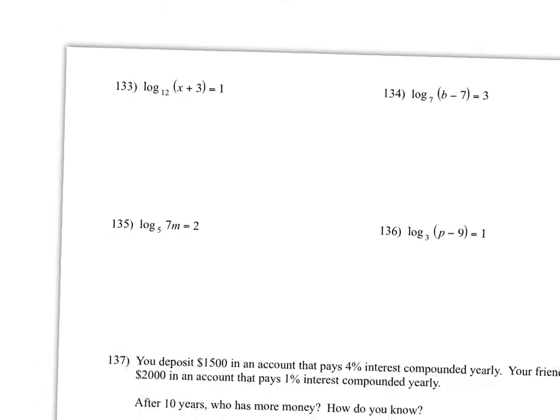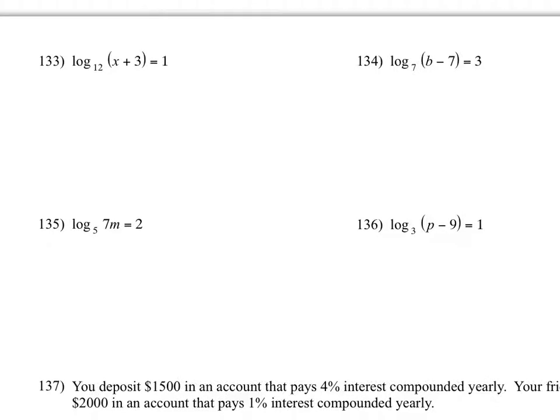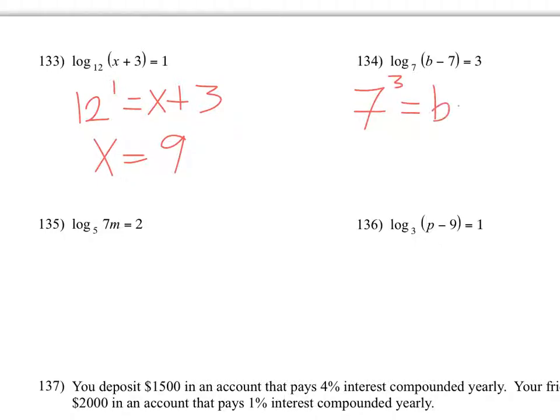Going backwards, we have the same exact thing, but in log form. We can convert this to exponential, and that becomes 12 to the 1 is equal to x plus 3. That means that x is equal to 9. For number, I don't know, let's go with 134. That's going to be 7 to the 3 is equal to b minus 7. 343 is equal to b minus 7. 350 is equal to b.